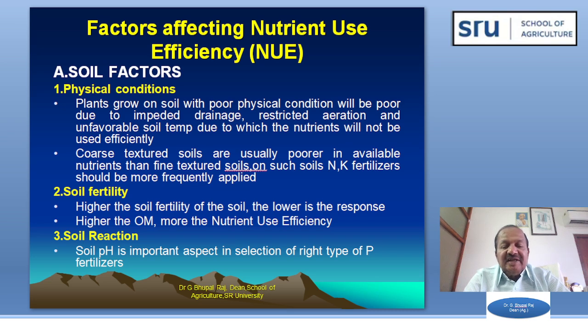Then coming to soil fertility, the higher the soil fertility, the lower the response. The higher the organic matter, the more the nutrient use efficiency. That is a known fact. If the organic carbon content, the organic matter content, is more, then whatever nutrient you apply, the use efficiency will be more. So if the soil fertility is already high, the response to applied nutrients is low. Soil reaction, that is pH, plays an important role. Soil pH is an important aspect in selecting the right type of phosphorus fertilizer, for example.